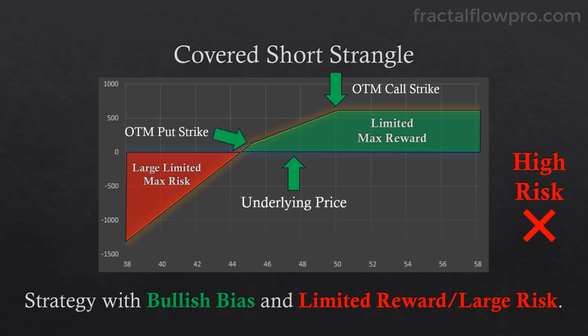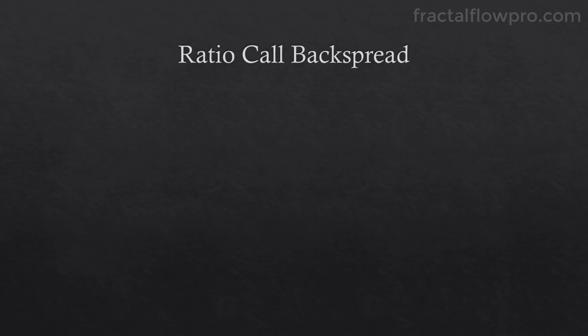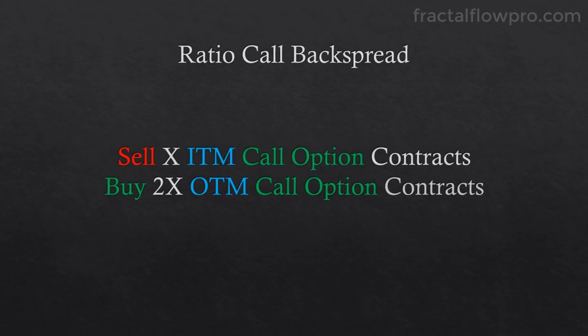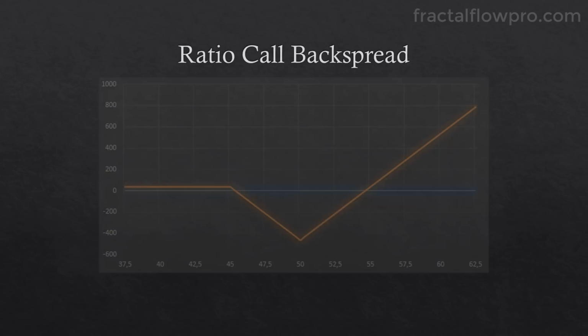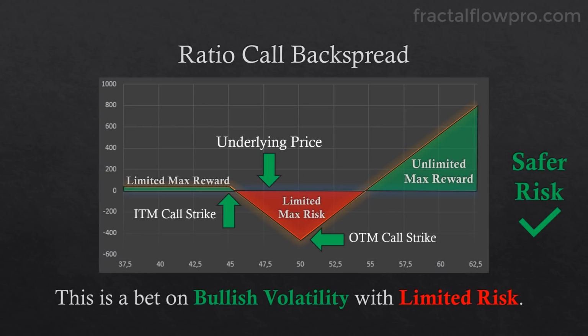Next, we have a strategy called ratio call backspread, which involves selling an X number of in-the-money call option contracts and buying 2X number of out-of-the-money call option contracts. In terms of payoff, this strategy maximizes its reward when the underlying rises as much as possible. The ratio call backspread is a bet on volatility to the upside. We can see that if there is volatility to the downside, the payoff will pretty much break even. If price stays roughly the same, the strategy generates a loss.